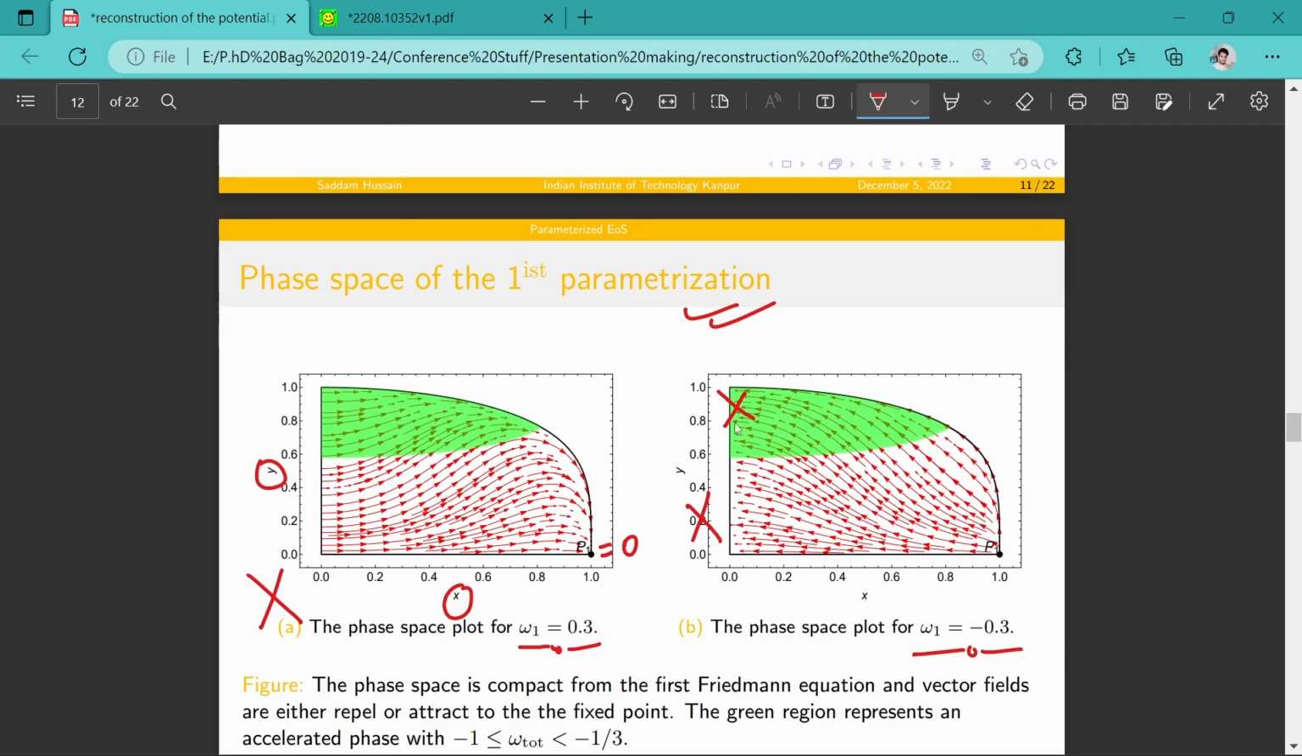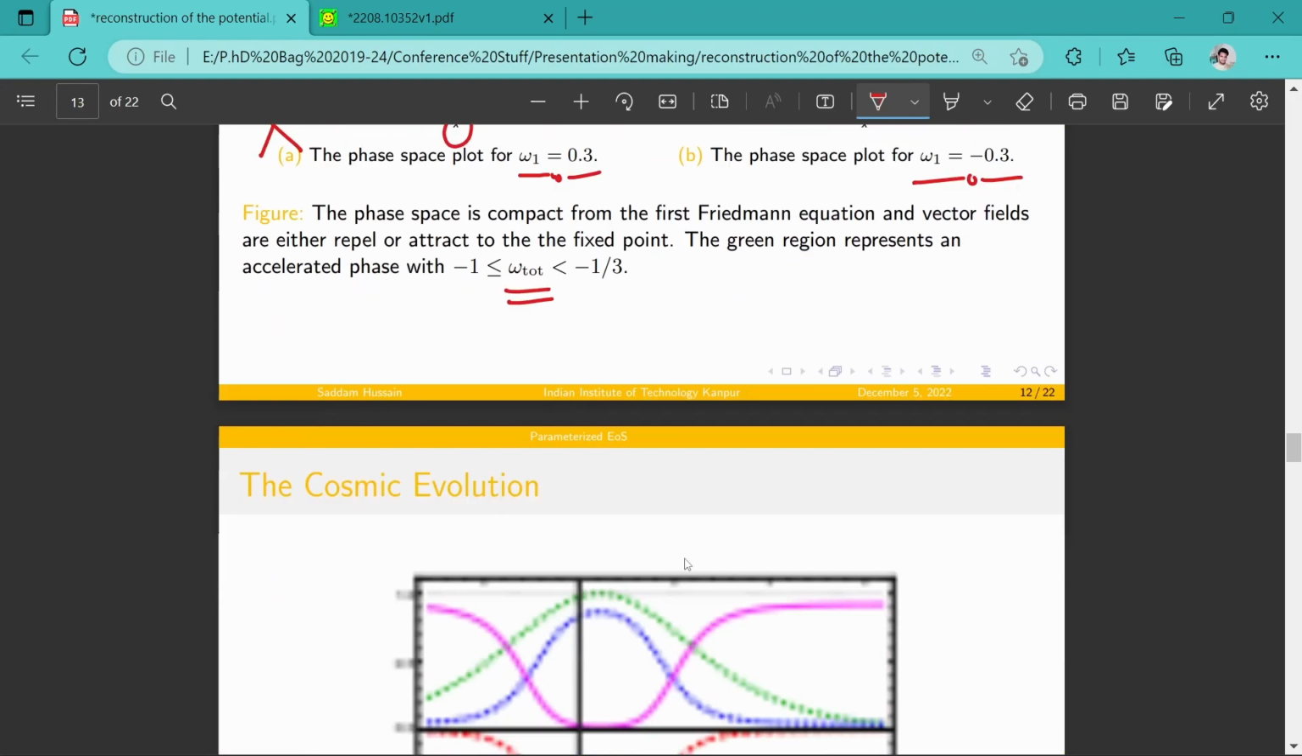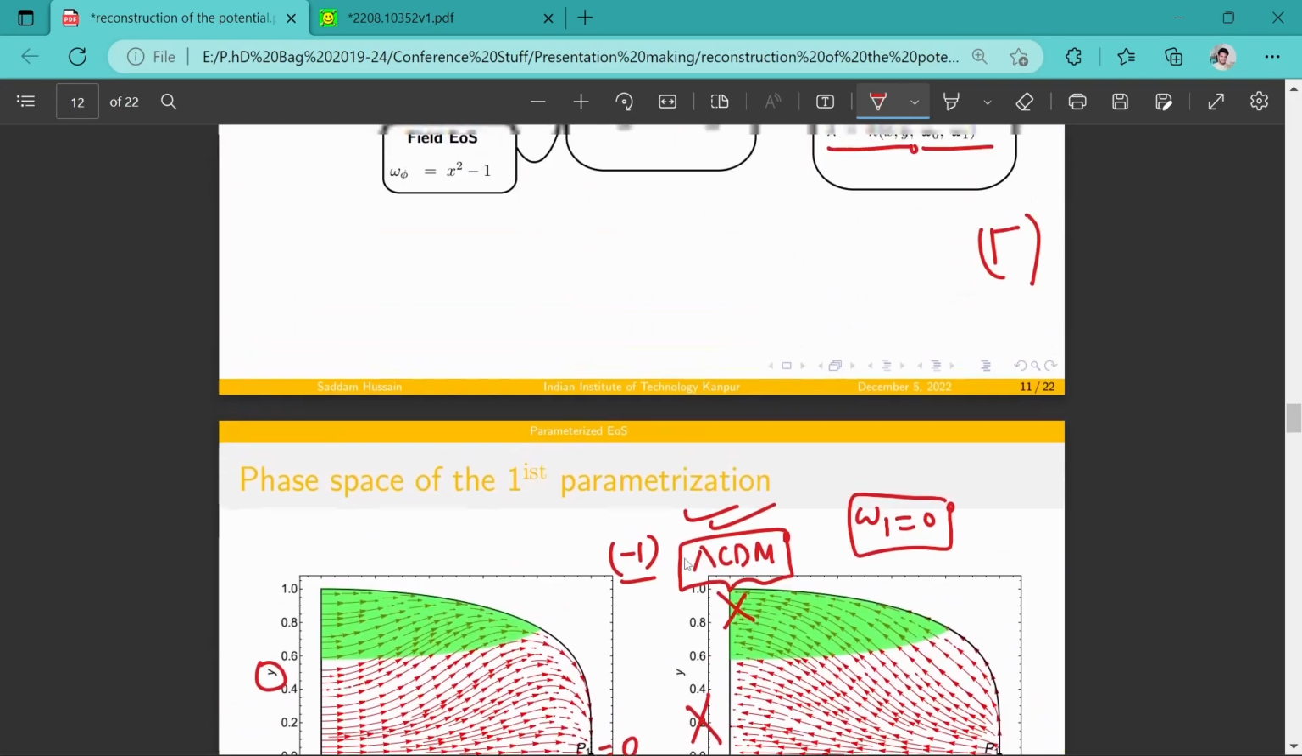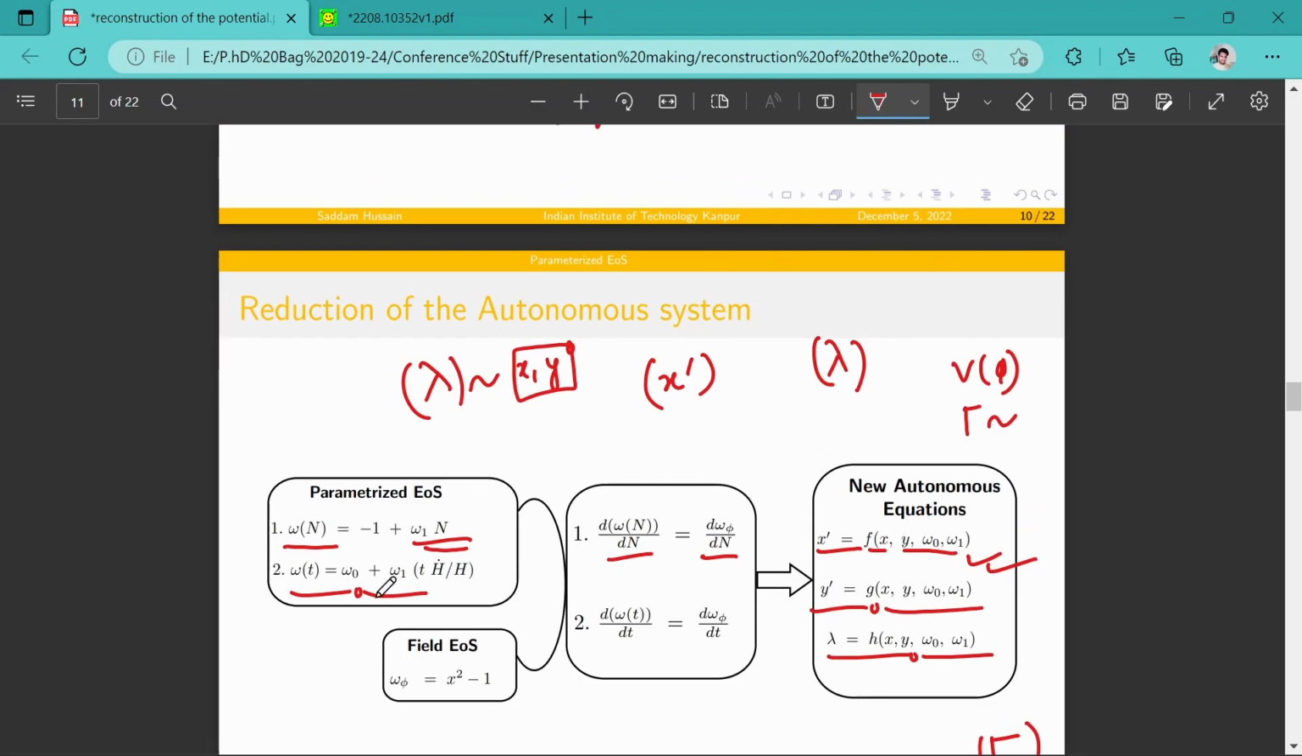And this green region can be stable only when your omega 1 is equal to 0. So all the vector fields will converge towards omega 1 equal to 0, which means it will converge towards -1, and basically it is again the same thing as the lambda CDM model. So tachyon is again behaving like a constant dark energy model, so we don't require it, because we want to find the deviation, how the tachyon field can show more deviation, rich in dynamics, from the lambda CDM model. Okay, so therefore we can safely say that this parameterization, the Taylor series expansion, will not work.